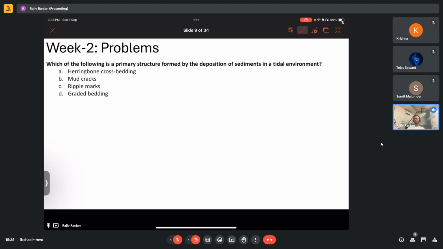Which of the following is a primary structure formed by deposition of sediments in a tidal environment? So now the question is, in a tidal environment, what sort of structures do you expect? I think the ripple marks. Should it be ripple marks? Think a little bit more. There is another option here also. You have to think.